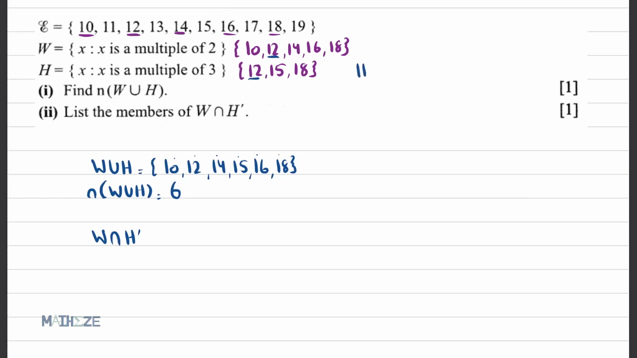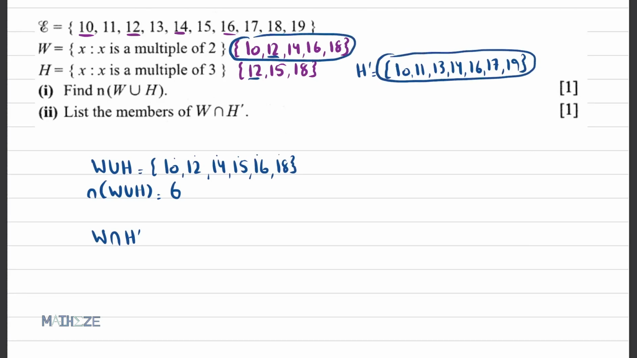Now it says find W intersection H complement. How will you get H complement? All those elements that are not present in H but present in the universal set. So that's going to be 10, 11, 13, 14, 16, 17, and 19. So what are common elements in W and H complement? So let's compare, guys. It's going to be 10, it's going to be 14, and it's going to be 16. Do you get till this point, guys?